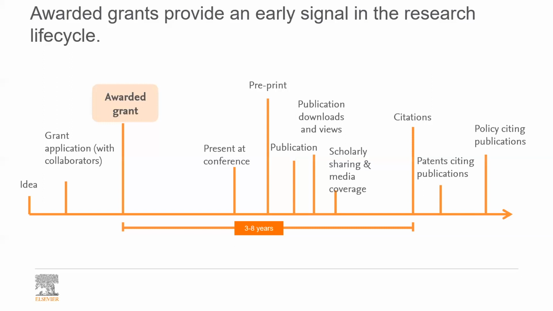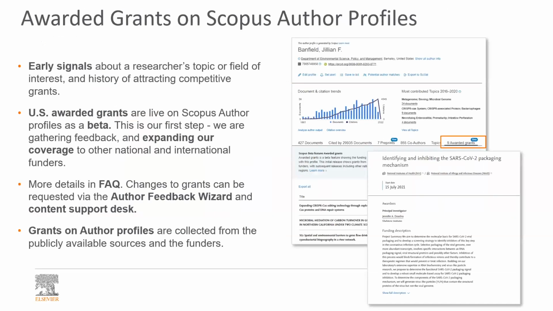So awarded grants is a functionality via which you are able to see the grants an author was presented with on the author profile. Could you go to the next slide, Bisan? Thank you so much. So as you see on the right-hand side, there is a profile of Gillian Banfield, and on the profile, there are different tabs, and one of the tabs is awarded grants. And if you click on it, you will be able to see what kind of grants were awarded to Gillian, and you can use this information in multiple ways.